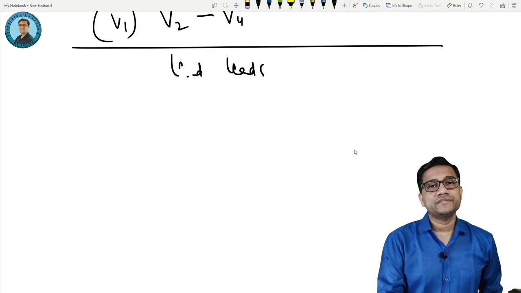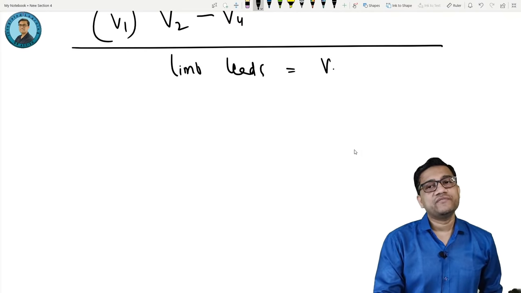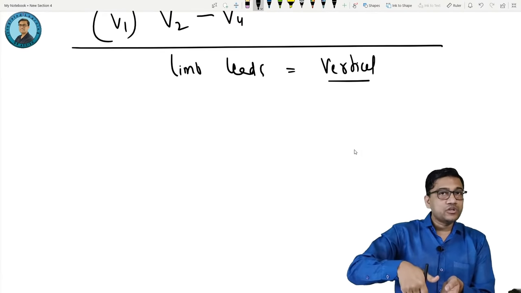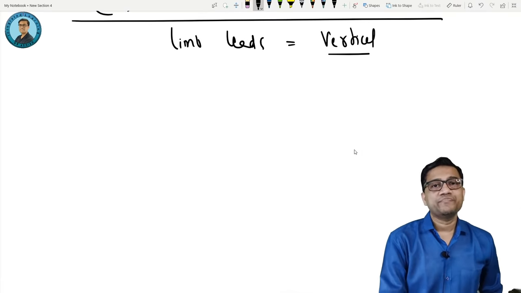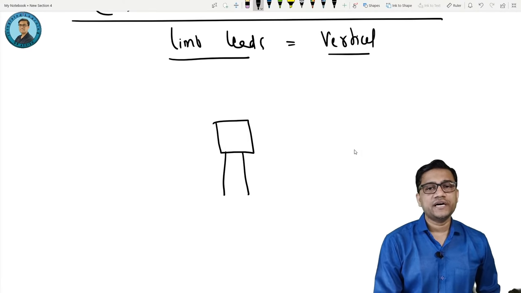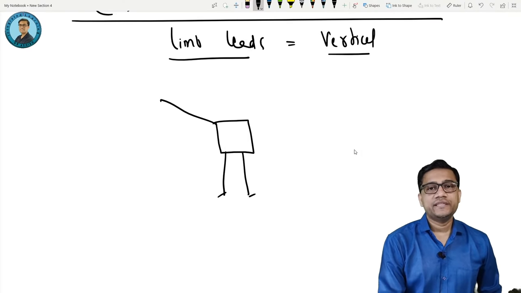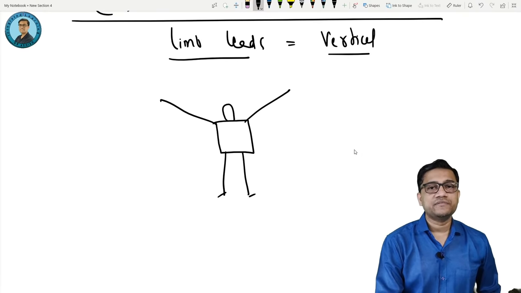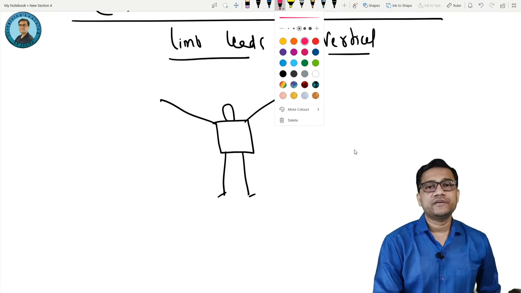So limb leads are going to give us which plane? They give the vertical plane. So top and bottom. So now you can see inferior also and the other parts. Okay. So how do you place them? Let me teach. Let's say this is the chest. These are the legs, and these are the hands. This is the person, and this is our heart, which is situated here. This is the heart, okay.